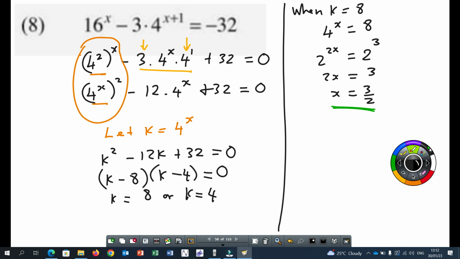Are you following that? Right? I'm not done. I've only considered k equal to 8. I also have k equal to 4. So when k is 4, you get 4 to the power of x equal to 4. So x is going to be 1. So I have my second answer.